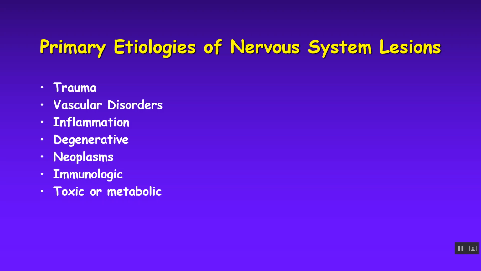The primary etiologies of nervous system lesions: trauma, just damage to the nervous system from a traumatic event; a bleed or a blockage, a vascular disorder, that's probably the most common; some kind of inflammatory response, MS is an inflammatory response; degenerative, Parkinson's disease is degeneration or death of cells that sometimes can be idiopathic, we don't even know why; a tumor, neoplasm; an immunologic assault on the nervous system; or some type of toxic or metabolic syndrome that can affect the nervous system. So those are really the primary. You can pretty much classify everything you see as far as nervous system lesions under one of these etiologies.